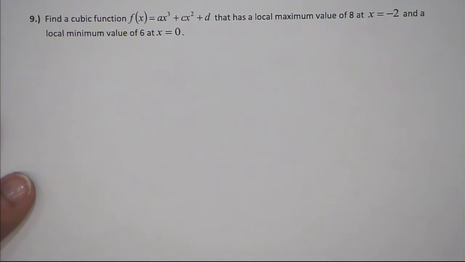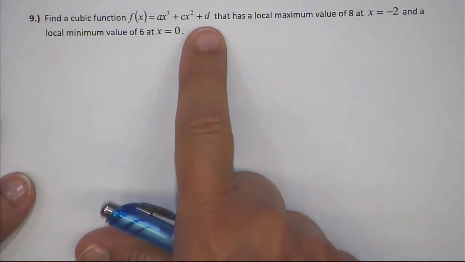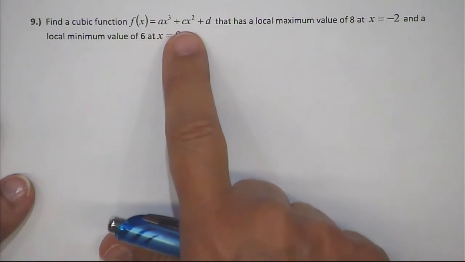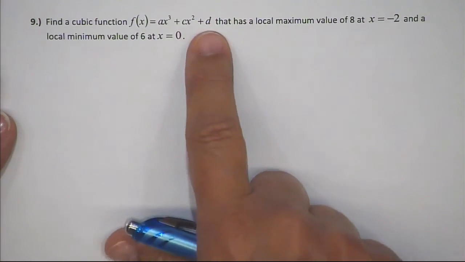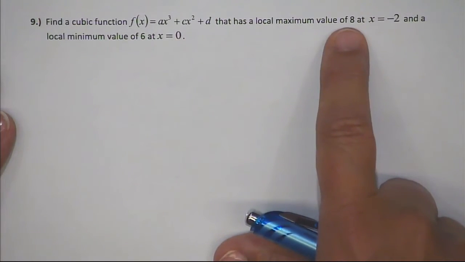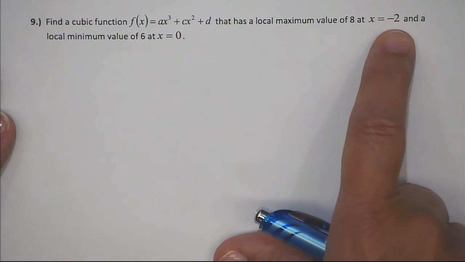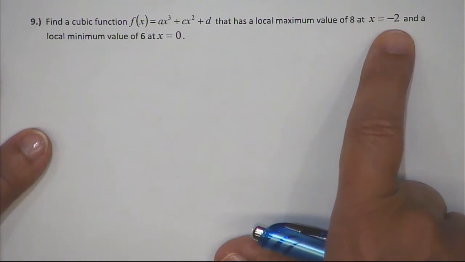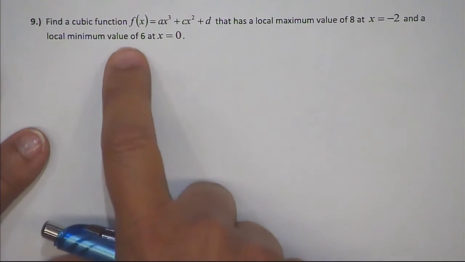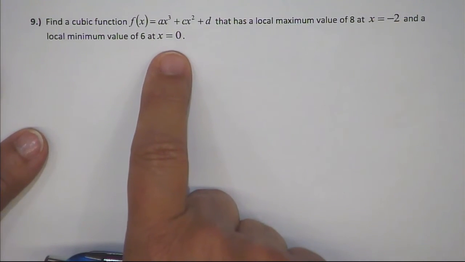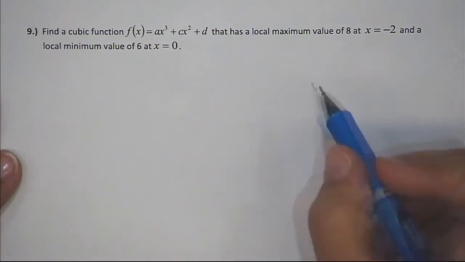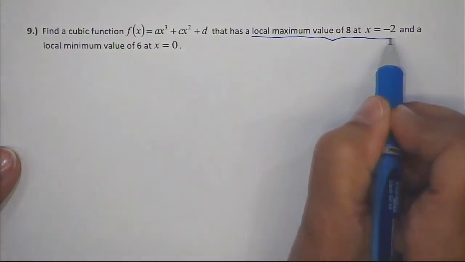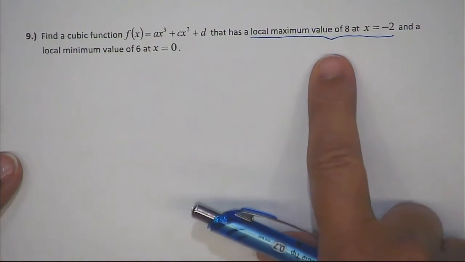All right, so number 9 says, find a cubic function. So basically you need to find the values of a, c, and d. That's what it's asking you for. So find a cubic function that has a local max of 8 at x equals -2. Okay, and it has a local min value of 6 at x equals 0. So let's talk about these points. Okay, let's start right here. I'll put this information right underneath here.